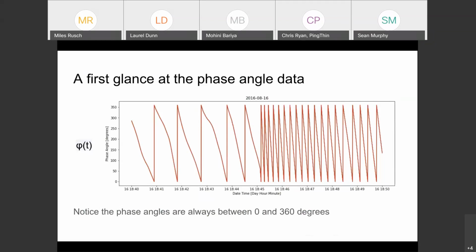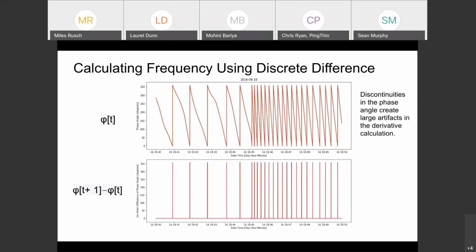And this makes sense based on our understanding of phase angle, where an angle is usually between 0 and 360 degrees. However, this creates some problems when we want to do computations using this phase, because let's say we want to actually take the derivative to obtain frequency.